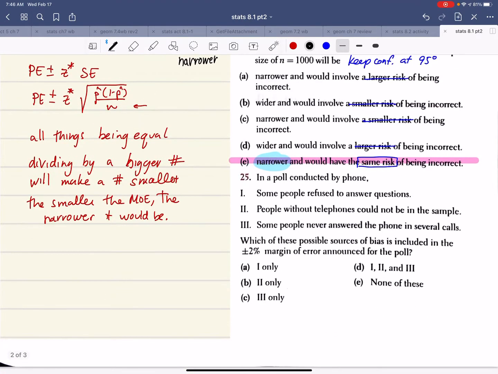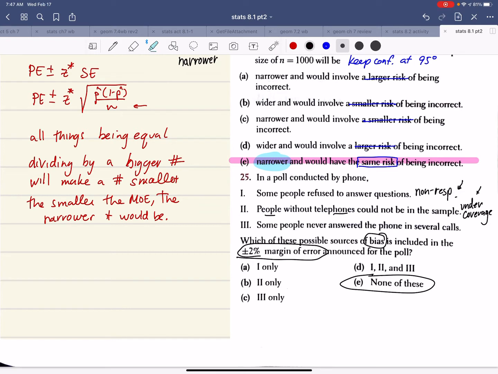Now, 25. In a poll conducted by phone, some people refused to answer the question. So that's just non-response, right? People without a telephone couldn't be in the sample. So that's under coverage if you can't get to them. And here, some people never answer the phone in several calls. So that's maybe a combination of both. Which of these is a possible source of bias that is included in our margin of error? And so we definitely want to pick none of these.